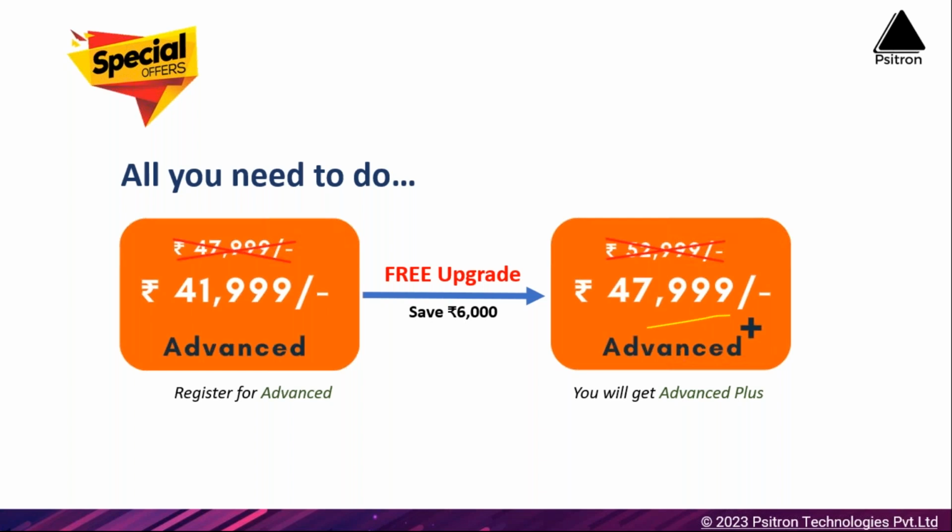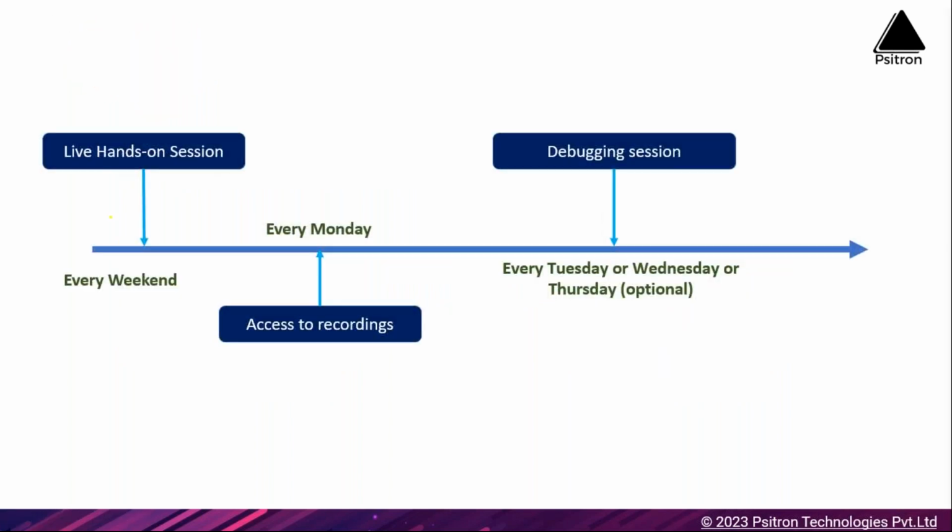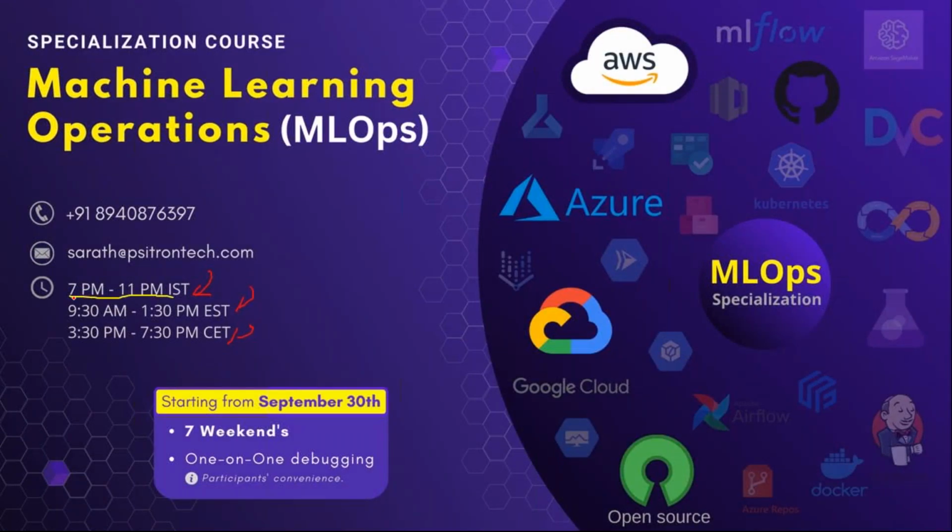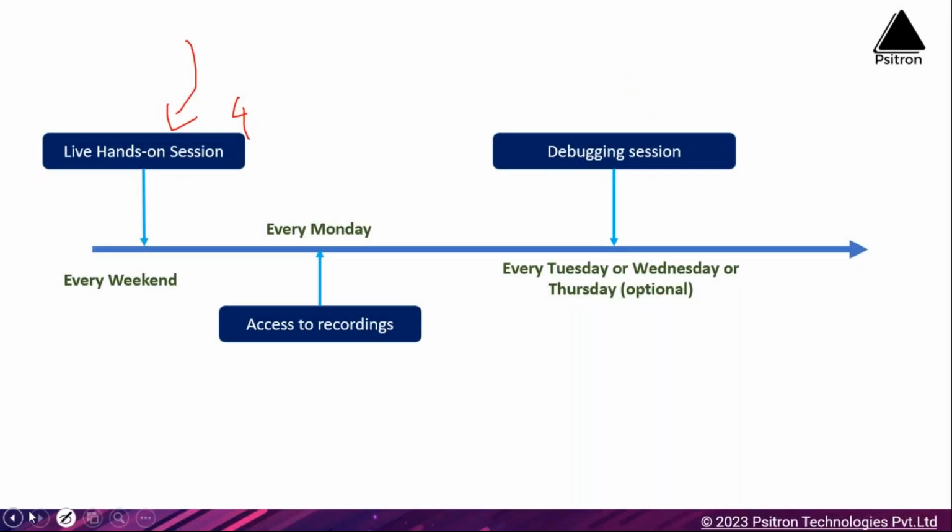Steven is asking, are classes on Friday, Saturday and Sunday? No, Friday we don't have a class. Let me tell you the structure. Every Saturday and Sunday, we're going to have live sessions, 4 hours each. The time zone might differ for you. If you're in India, it starts from 7 p.m. to 11 p.m. If you are in the EST time zone, 9:30 to 1:30. If you are in the CET time zone, 3:30 to 7:30. Every Monday, you will receive access to the recordings of the live session. And every Tuesday, Wednesday, Thursday, we will have debugging sessions, which are optional to attend. If you have errors or bugs during live projects that you couldn't resolve, you can attend a debugging session where I'm going to help you fix the problems.